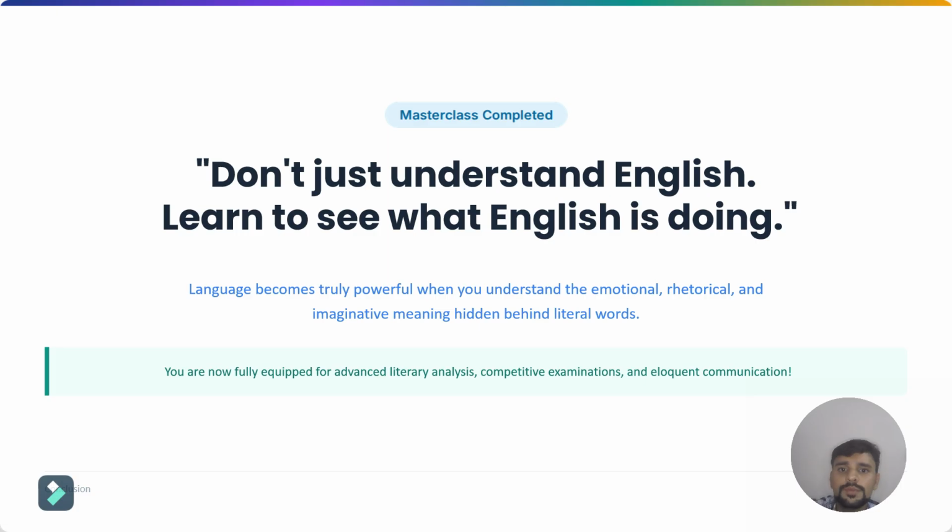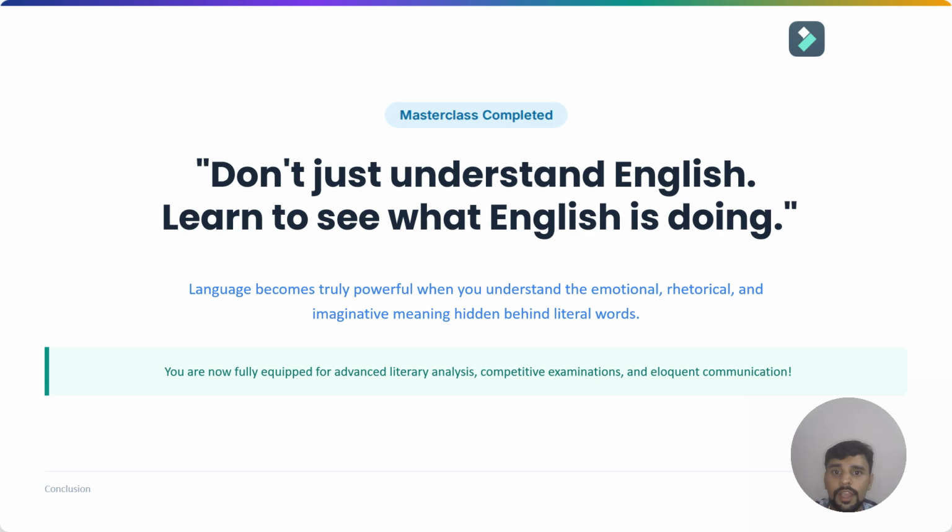And this brings us to the central message of today's lesson. Don't just understand English, learn to see what English is doing. This is the real goal. If someone says he is a lion, don't stop at the words. Ask why a lion? What qualities of a lion are being transferred? If someone says the wind whispered, ask can wind literally whisper? If not, what effect does personification create?